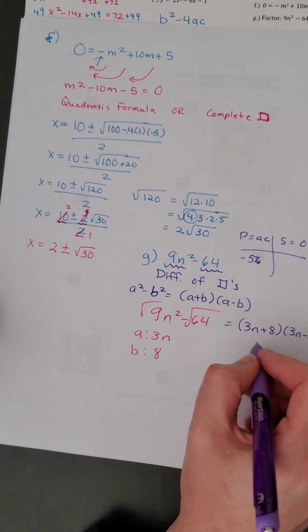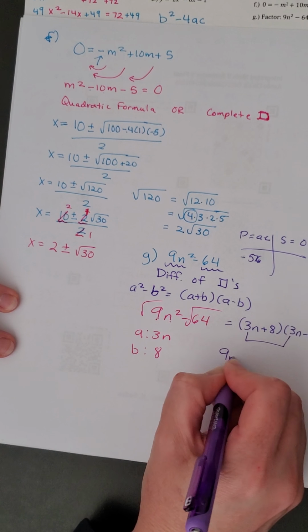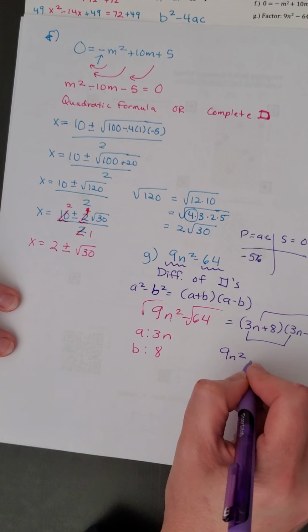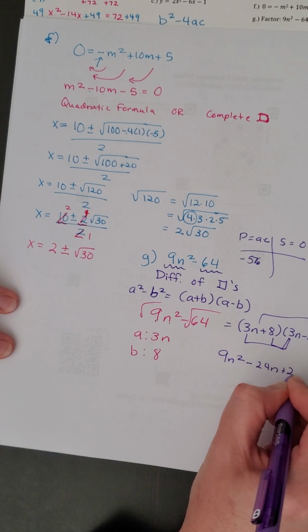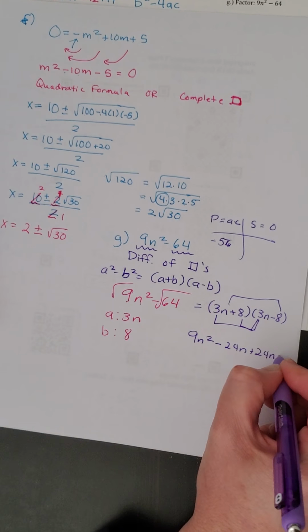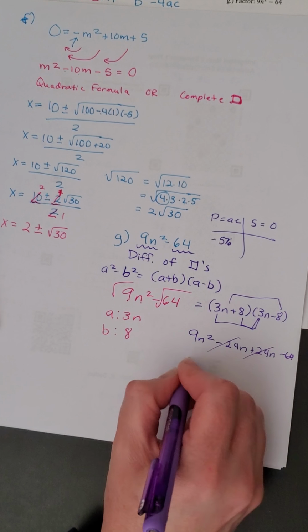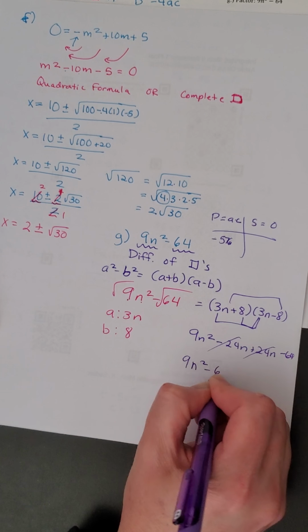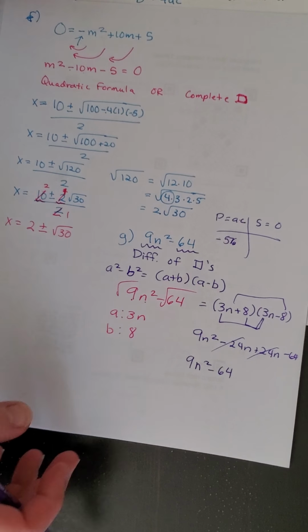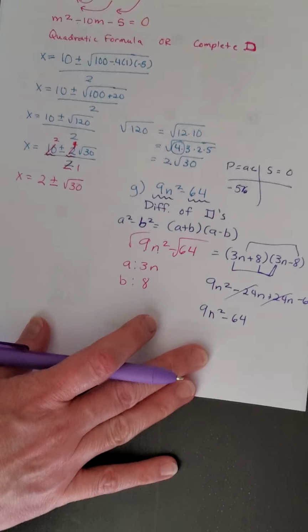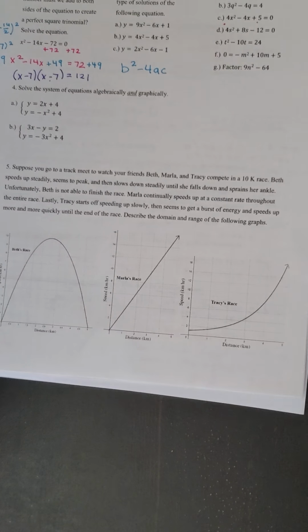Now, don't take my word for it, check it back. That's 9n squared minus 24n plus 24n minus 64. Those will cancel, and I get 9n squared minus 64. All right, and we're done with the question number 3. That was a really long one.